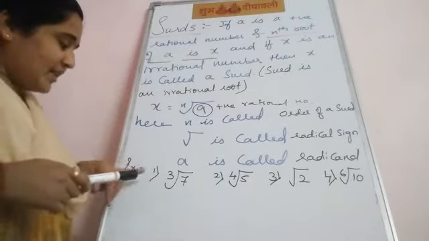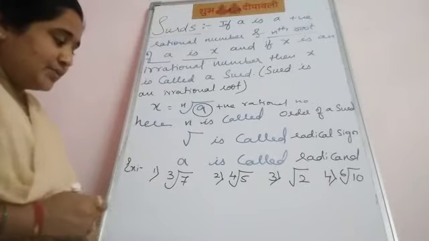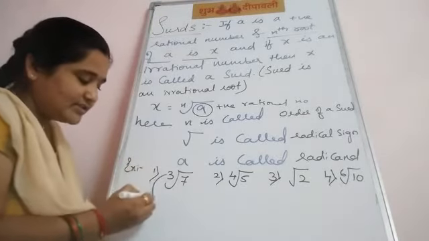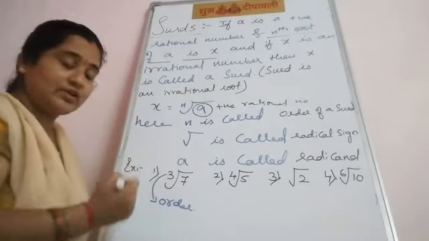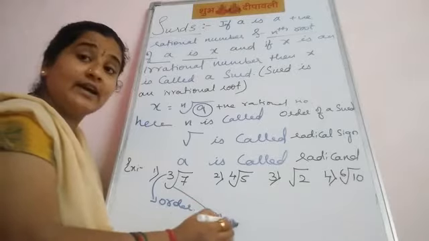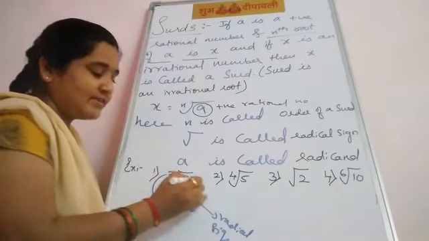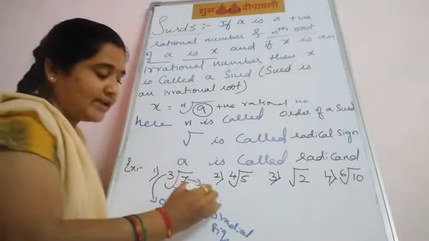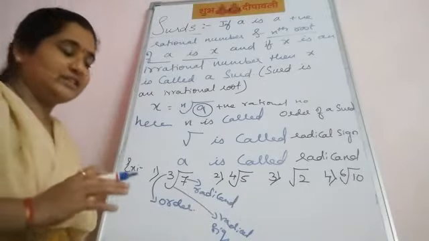Example, you see. First, cube root of 7. Here this 3 is the order. Order of the surd is 3. This root is called the radical sign. This 7 is called the radicand. Okay. In this topic, order is important.